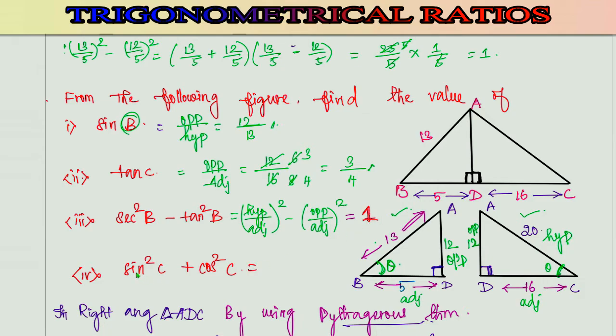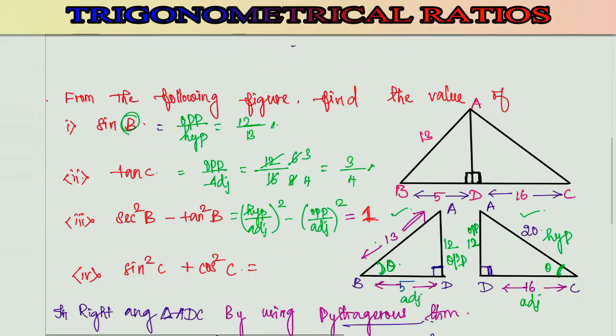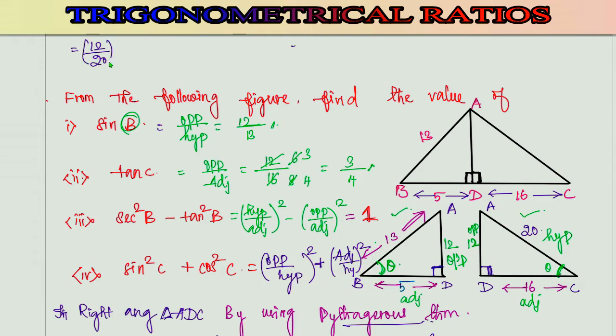Next we come to sine square C plus cos square C. Here I am going to write sine square C. The formula is opposite divided by hypotenuse side whole square plus adjacent side divided by hypotenuse side whole square. So you need to consider angle C in the second triangle. Here we have the opposite side as 12, so we get 12 divided by hypotenuse side 20 whole square plus adjacent side 16 divided by hypotenuse side 20 whole square. Now the square is common for both numerator and denominator.